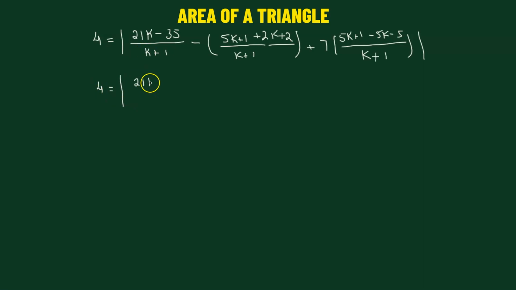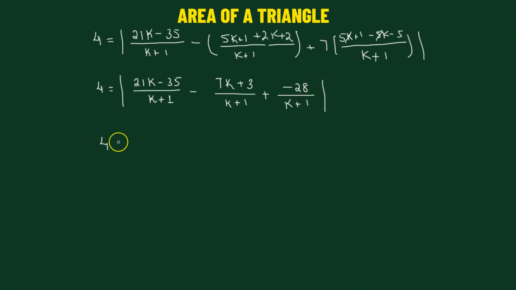So we have (21k minus 35) divided by (k plus 1), minus, we have 5k plus 2k, so that's 7k, plus 2 plus 1, that's going to be 3. We have (7k plus 3) divided by (k plus 1). Plus we have here 5k and negative 5k, so that cancels out. And we have 1 minus 5, so that's negative 4. So negative 4 times 7, that's going to be negative 28 divided by (k plus 1).